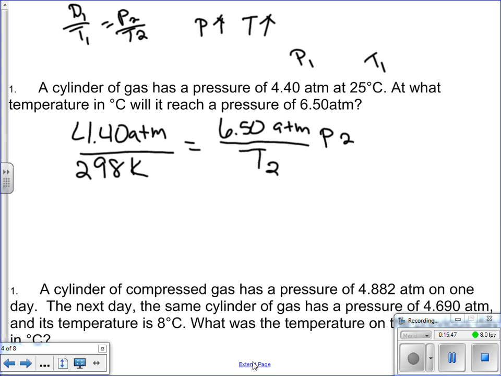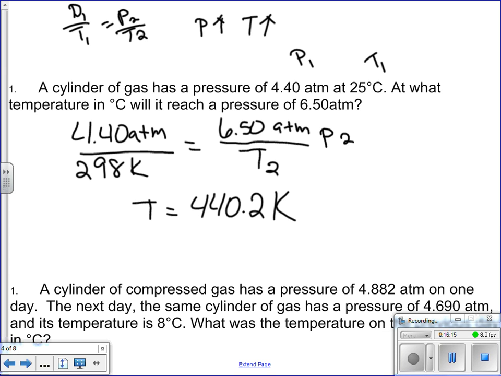Set up your algebra the way you need to. You should get a temperature of 440.2. If you can't get this in the calculator, come see me. And then I will look to see how you do algebra, and then I'll show you what the next step should be so that you can get this correct. Our units of atmospheres cancel. We're left with Kelvin.